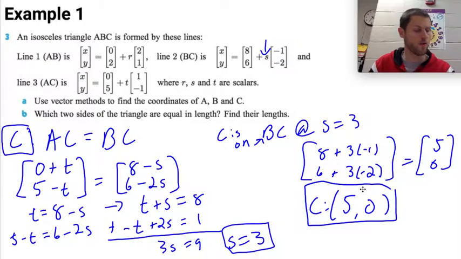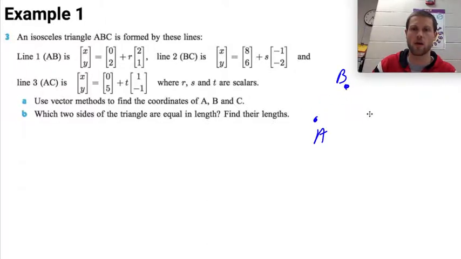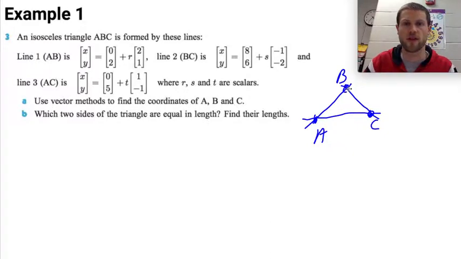All right, so putting that all together, we have A equal to 2, 3. We have B at the position 8, 6, and C at the position 5, 0. Check for A. All right, let's do B. We want to know which sides of the two triangles are equal in length, so we want to find their lengths. Again, let's think about what we're dealing with. We have A, we have B, and we have C. So here are my lines connecting all these coordinates, and now I want to find the lengths of these lines.